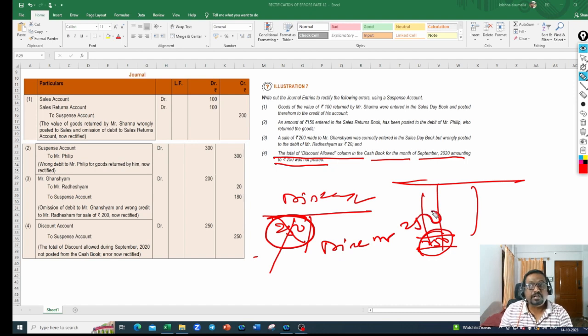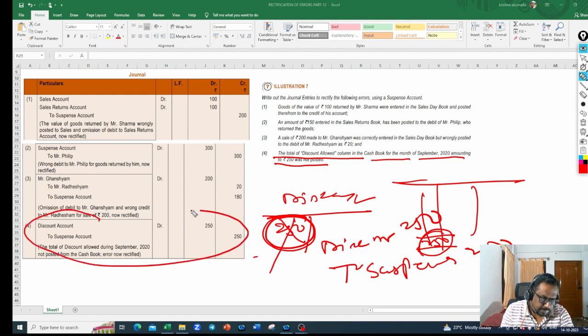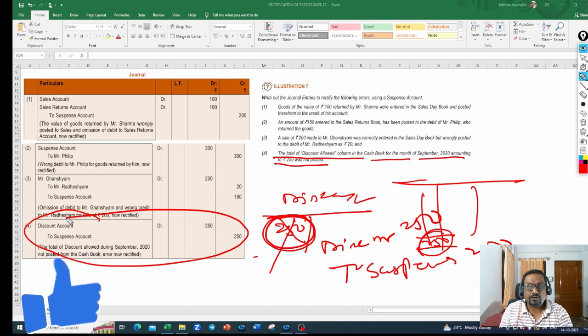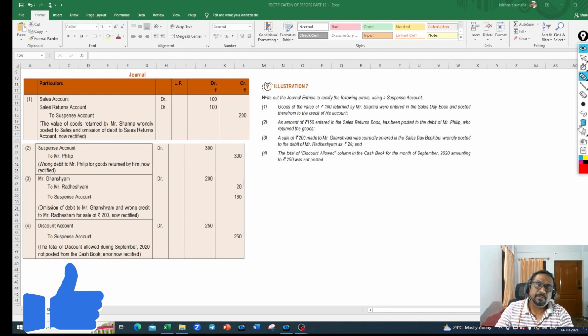Which account I'm supposed to credit? I'm supposed to credit suspense account because the shortage would have had impact on my suspense account, right? Where is the shortage? The shortage is in discount account. So when there is a shortage in discount account, the debit would have been posted to suspense account. Now suspense account is having a debit balance. If I want to rectify that suspense account debit, I need to credit suspense account. So to suspense account, credit 250. So discount account debit to suspense account 250. This is how the entry has to be posted. Are you clear? Right. So that's all for this problem, illustration 7.